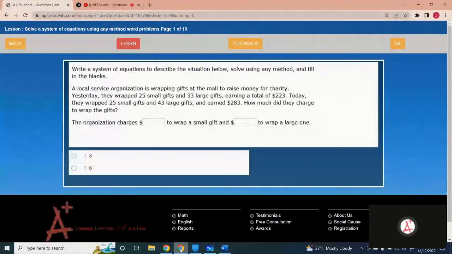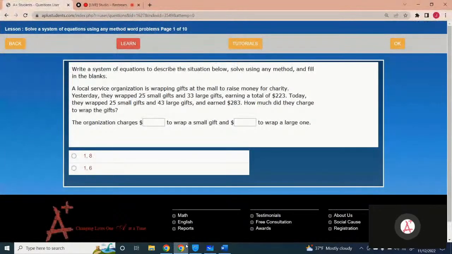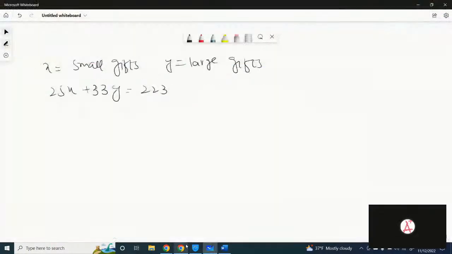for the first one, 25 small and 33 large. So 25x plus 33y equals 223. Let me just confirm. Yes. For the second one, 25x plus 43 large, so 25x plus 43y equals 283.